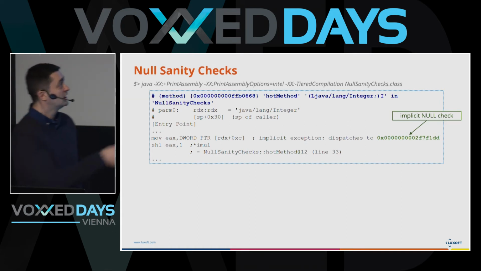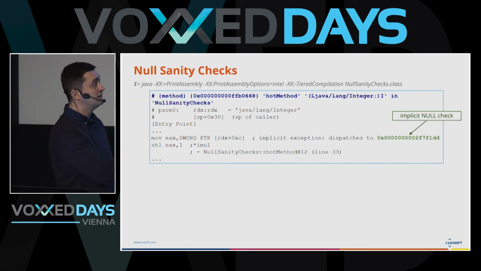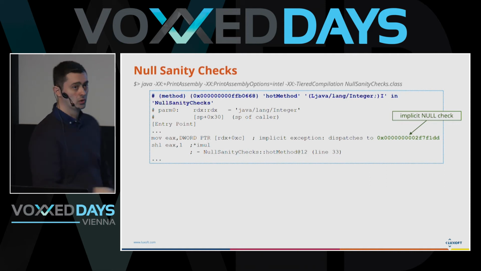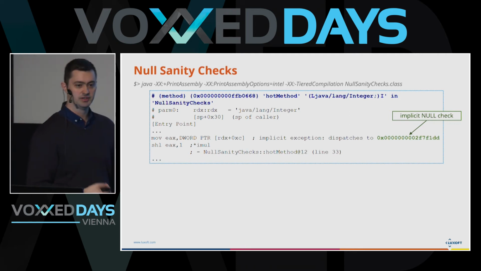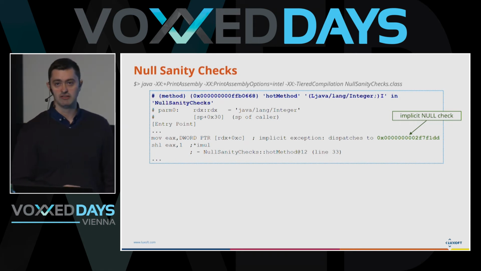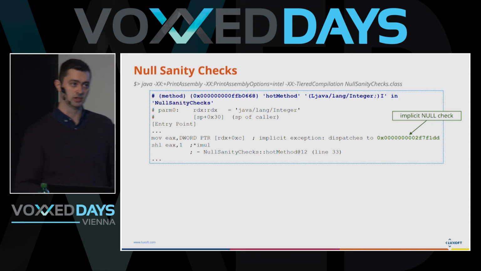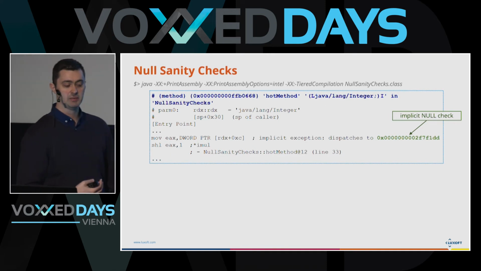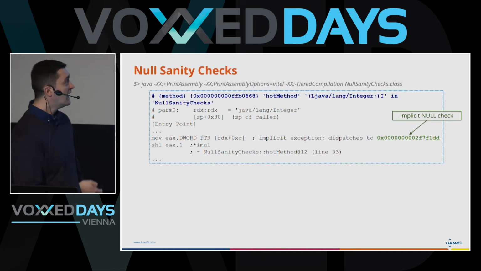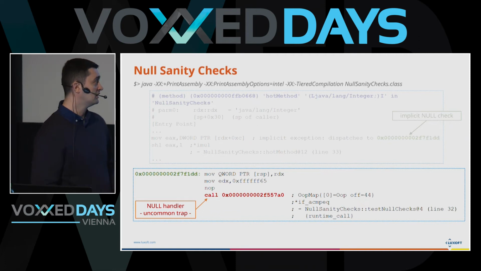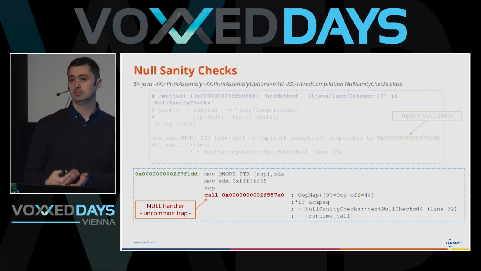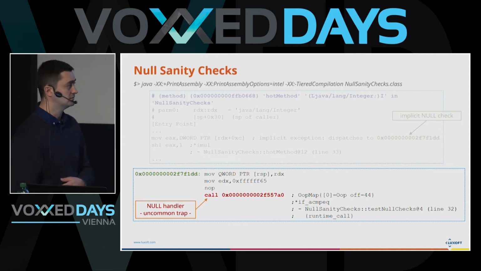Why? Because as we can see here, there is an implicit dispatch to this address in case there is something wrong. What could be wrong? It's mainly a segmentation fault. Imagine C or C++. What happens when you call something which is null? You get a segmentation fault. It's implicitly handled by the hardware. And in this case, once the segmentation fault is in here, we have a null handler for our uncommon trap, and again it bails back into the interpreter and starts from there.